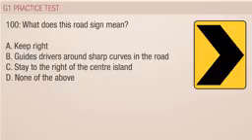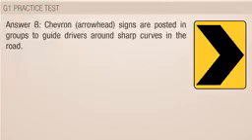Question 100. What does this road sign mean? A. Keep right. B. Guides drivers around sharp curves in the road. C. Stay to the right of the center island. D. None of the above. Answer B. Chevron arrowhead signs are posted in groups to guide drivers around sharp curves in the road.